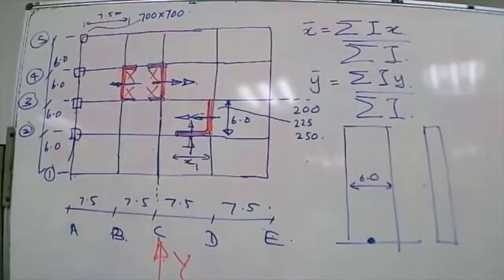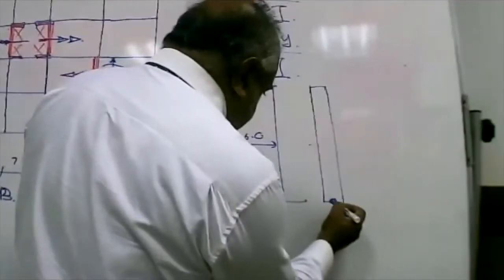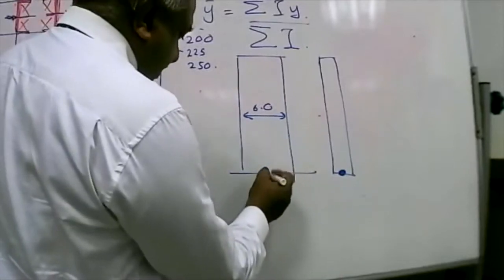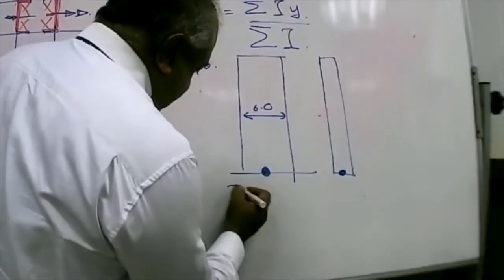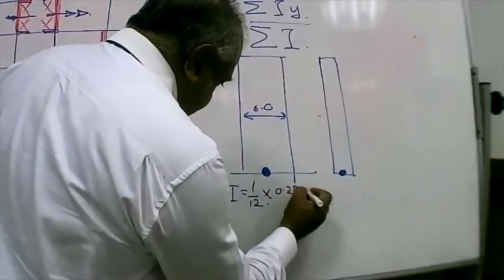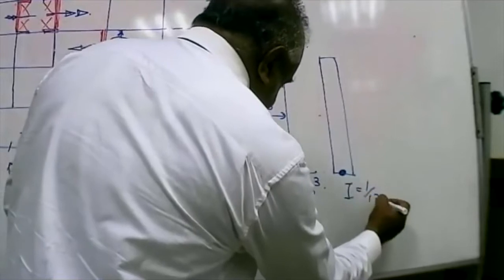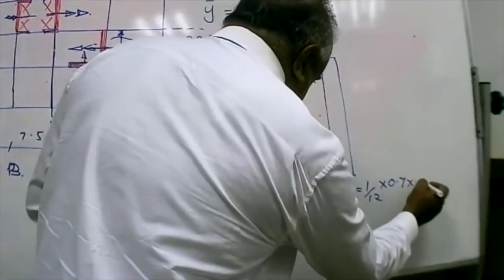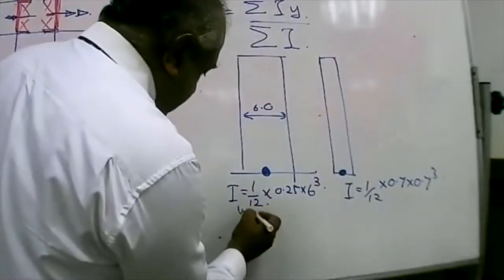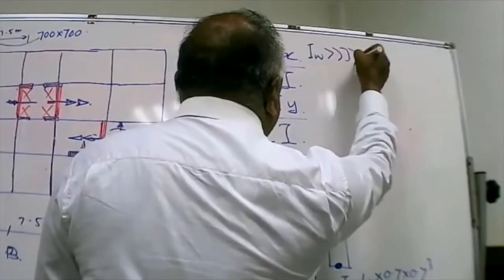But the important point today we have to look at is the wall is bending about an axis like that. Column is bending, beam is bending. So I value of wall is 1/12 into breadth 0.25 into 6 cubed. And here I of column is 1/12 into 0.7 into 0.7 cubed. So what can you say about the I value of wall and I value of column? Wall is much, much, much bigger than I column.